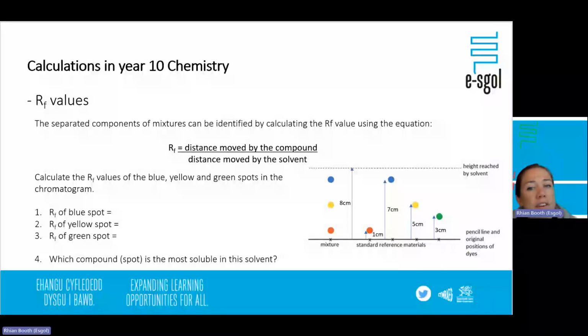So let's have a look at the following then. What I'd like you to do is calculate the RF values of the blue, yellow and green spots in this chromatogram. We have the distances written down for you, makes it nice and easy, or a little bit easier at least. And you can see the distance travelled by the solvent. So pause the video, have a go at that. Can you calculate the RF values for those 3 spots? There is also a question at the bottom, which compound or spot is the most soluble in this particular solvent? And you can have a go at that as well.